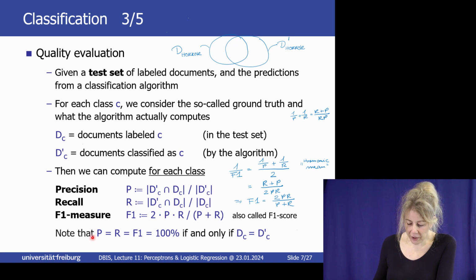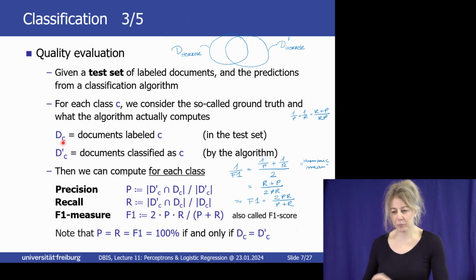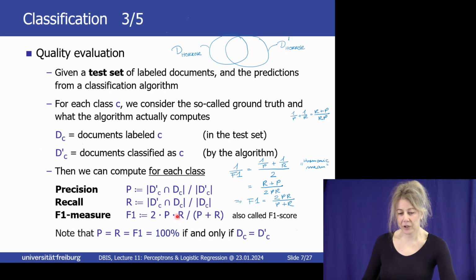And this is something nice to prove. I think it has also been an exam question in the past. Try to prove it yourself. This is 100% if and only if these sets are the same, so if the algorithm always makes the right prediction. If there's only one error, this thing here cannot be 100%.